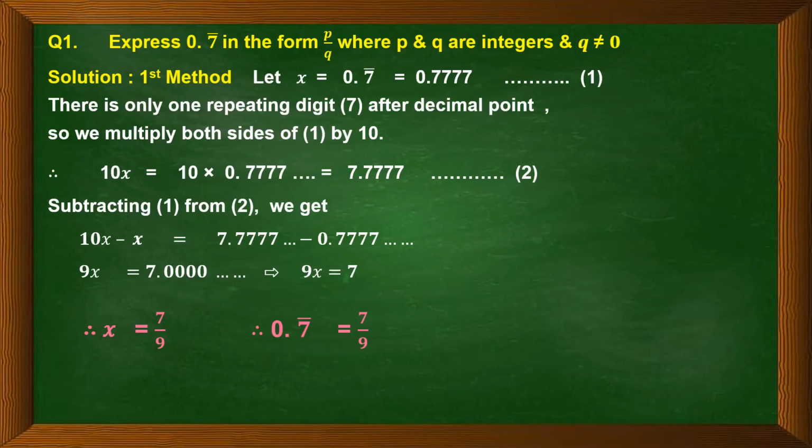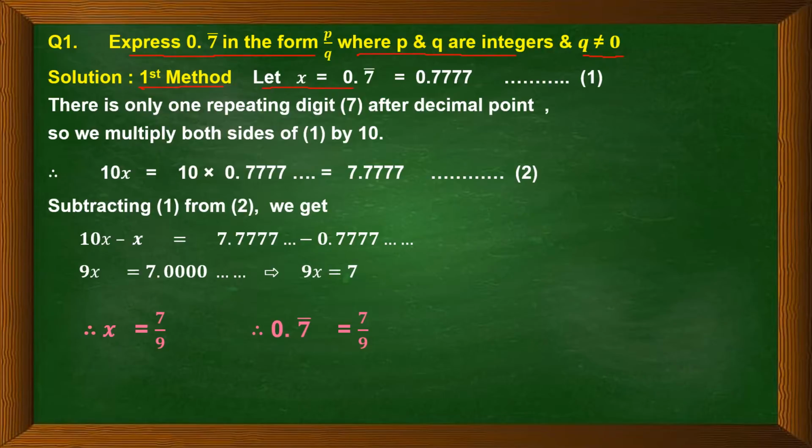Question 1 is express 0.7 bar in the form of P by Q where P, Q are integers and Q is not equal to 0. So there are two methods to solve this question. Let us start with the first method.